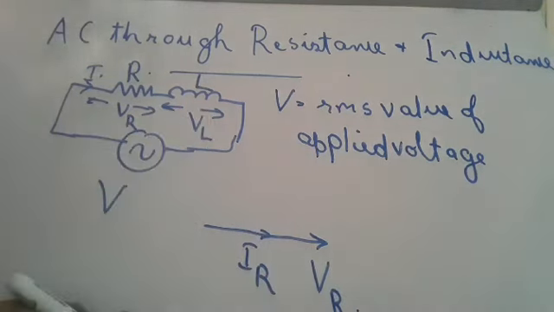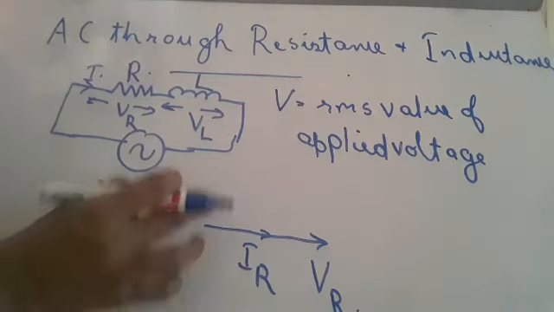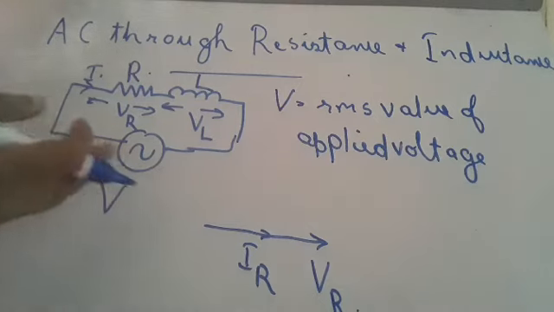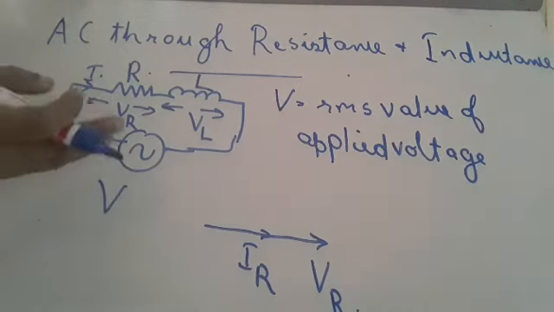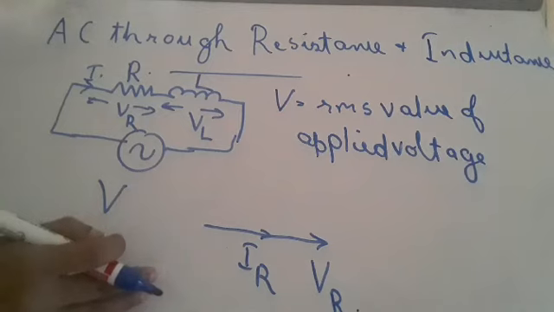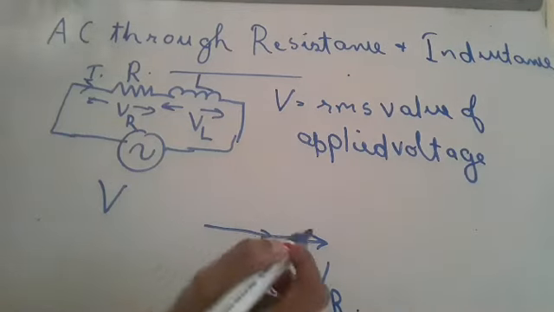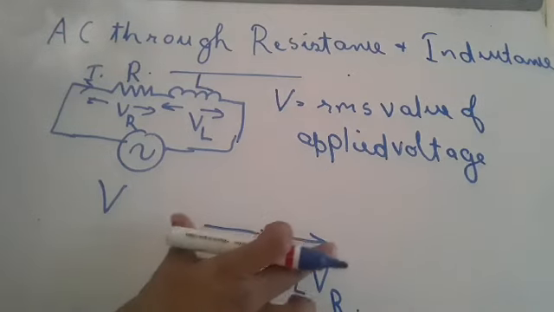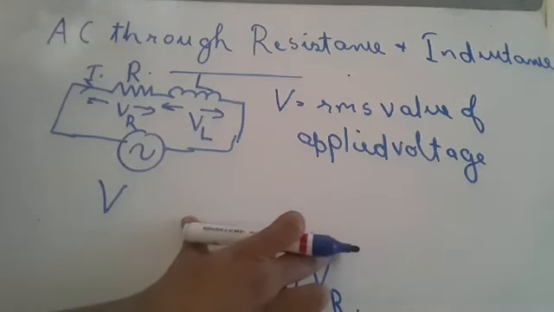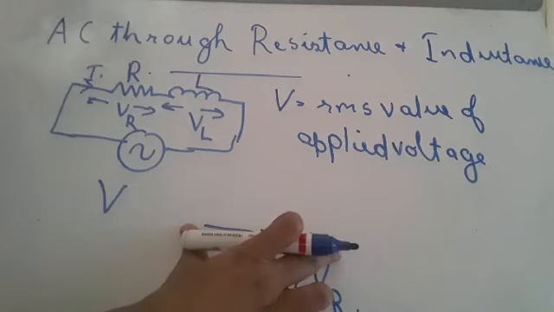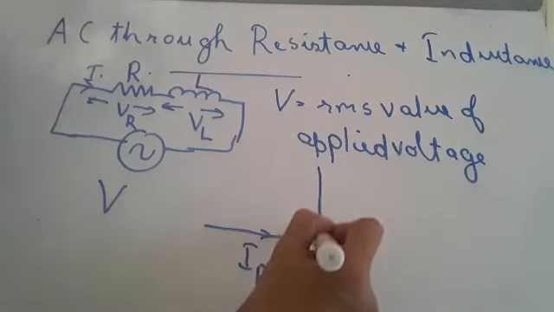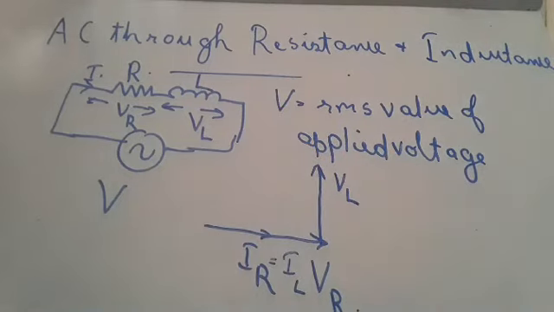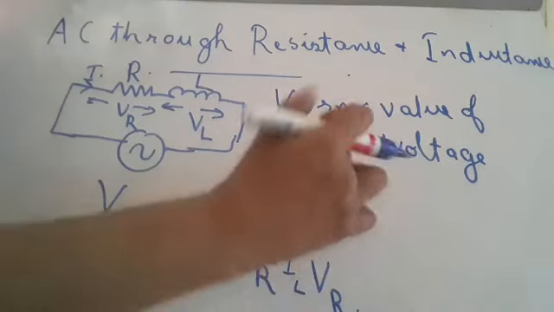Now take the element inductor. The inductor voltage leads the inductor current, or we can say that the inductor current lags the inductor voltage by an angle of 90 degrees. So here IR is the same as the inductor current. The inductor current is represented like this, and the inductor voltage is leading the inductor current by an angle of 90 degrees. So we have VR, VL.